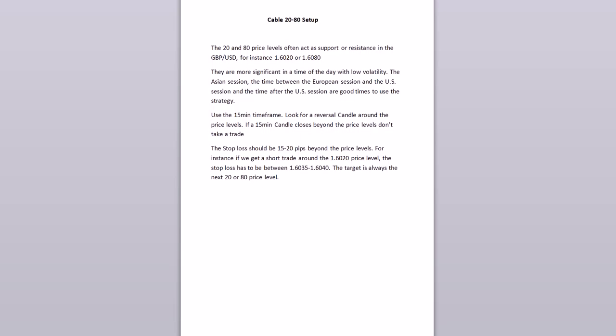So I will give a brief summary about my strategy. I call it the cable 2080 setup. The 20 and the 80 price levels often act as support or resistance in the pound dollar. They are more significant in times of the day with low volatility. The Asian session, the time between the European session and the US session, and the time after the US session are good times to use the strategy. I use a 15-minute time frame for this. Look for a reversal candle around the price levels, and if a 15-minute candle closes beyond the price levels, don't take the trade. The stop loss should be around 15 to 20 pips beyond the price levels, and the target is always the next 20 or 80 price level.